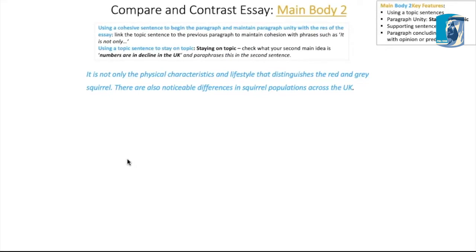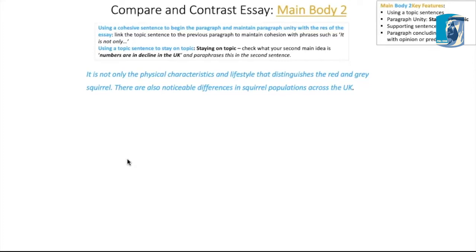In that first sentence of main body 2, you want to use a sentence that connects the beginning of this paragraph to what you've just previously written. That cohesion is so important. So phrases like "it is not only the physical characteristics" mean, yes, I know I've written about the physical characteristics, and I'm trying to tell you here that it's not only this which I'm here to compare or contrast. And then make it very clear what you are going to contrast.